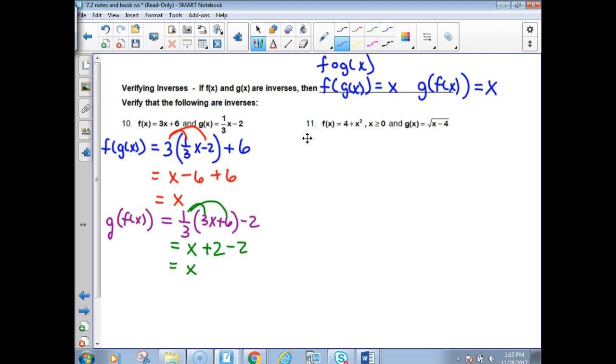Number 11, we're going to try it again. The f of g of x, which can be written f o g of x. This weird symbol right there means composite. Okay, so now we're going to put the g into the f. The f function starts off with a 4, then adds on, and it squares its input. So we're going to have to take the whole g function, square root of x minus 4, and put it in and square it.